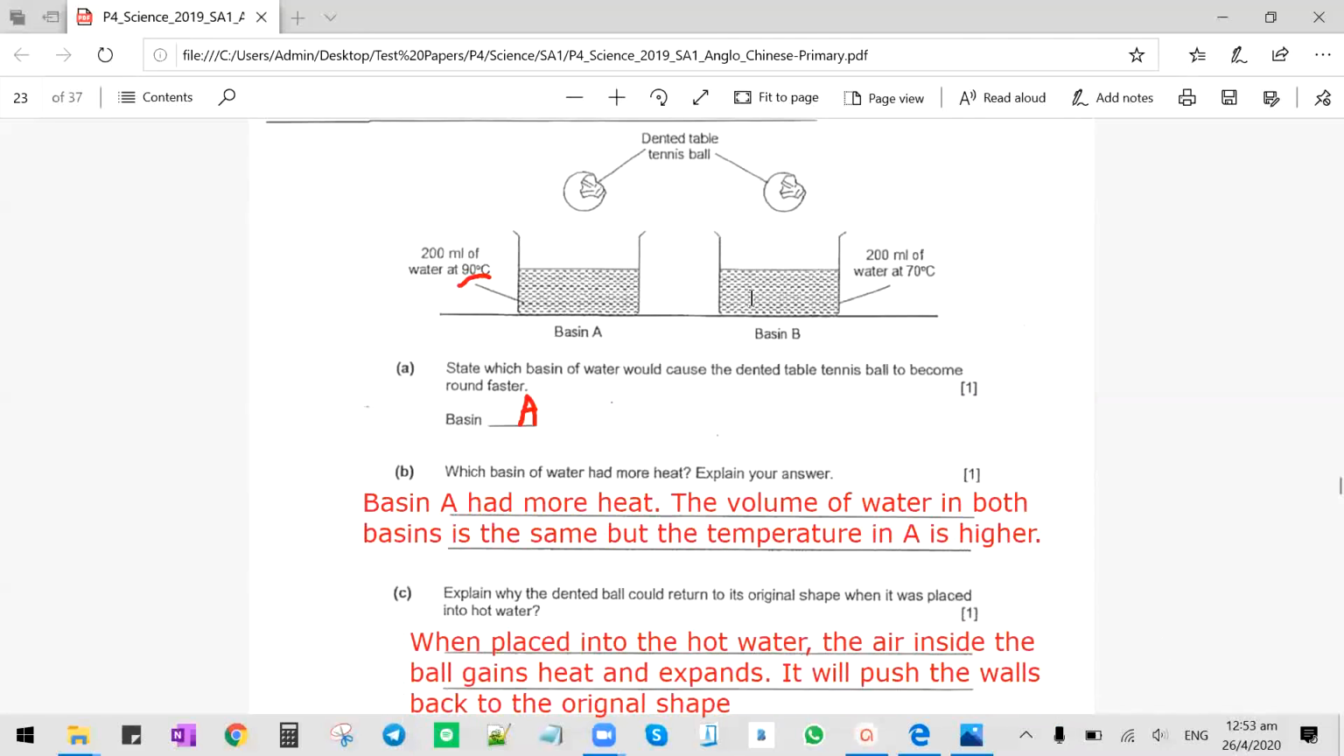So basically, the heat from the water will go to the ball, right? Go to the air inside the ball. Then the air will expand and push it out. Okay, it will push it all out. Then it will become a round ball again. Okay, clear all drawings. Take a pause if you want to write down.